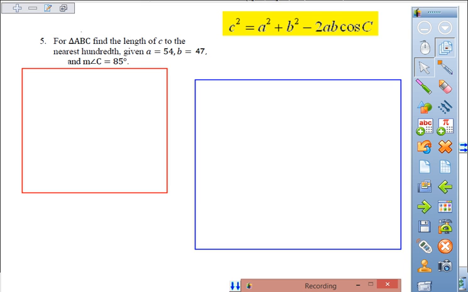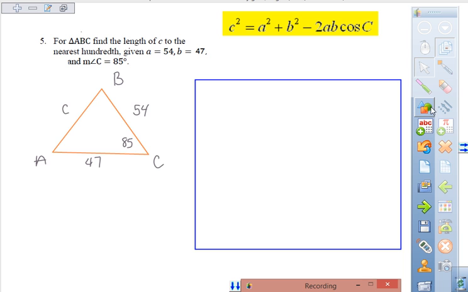Here is part 2 of lesson 8.6 for geometry, law of cosines. Read through the problem and draw a triangle. Pause the video until you're ready to see the picture. Here's the picture that I came up with.